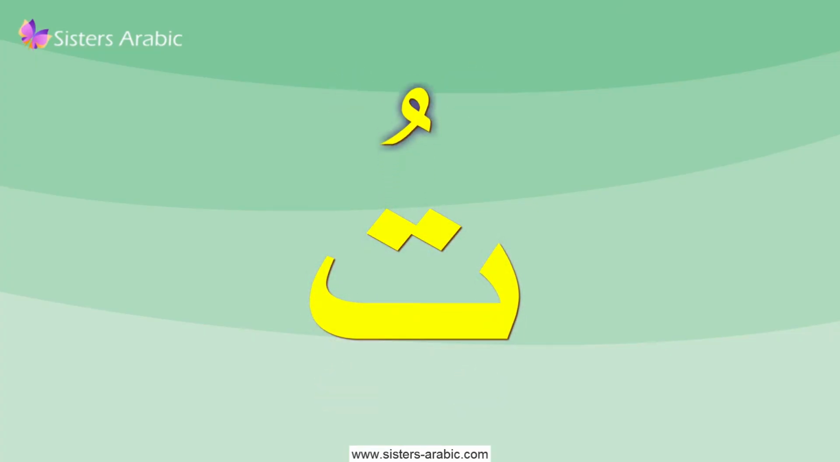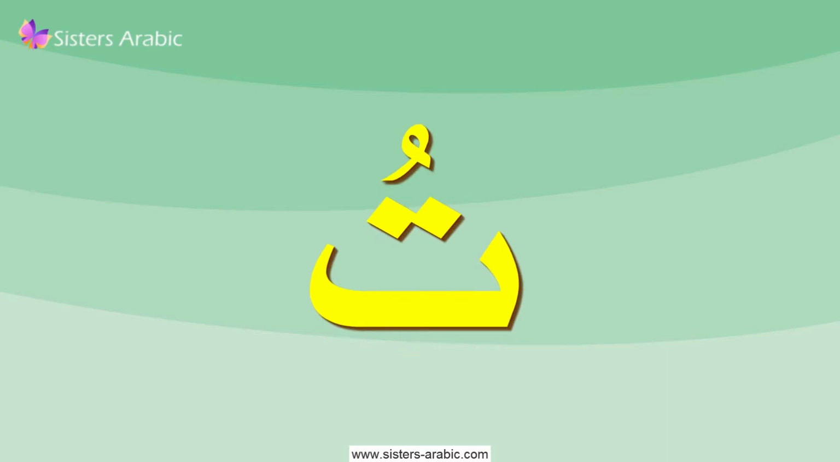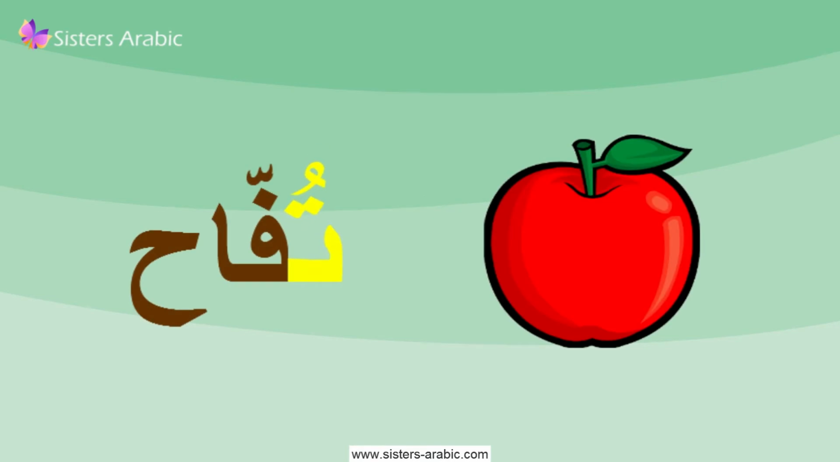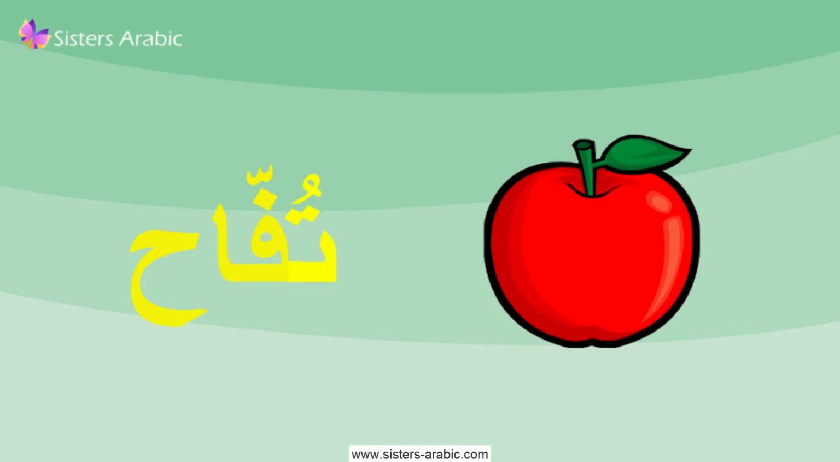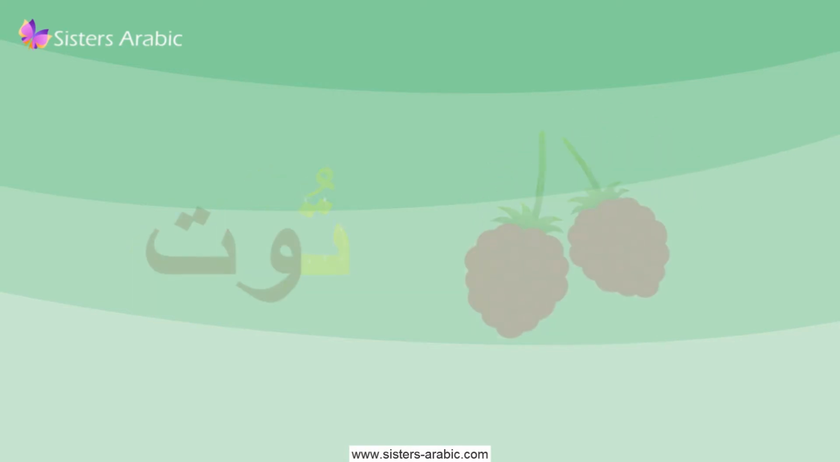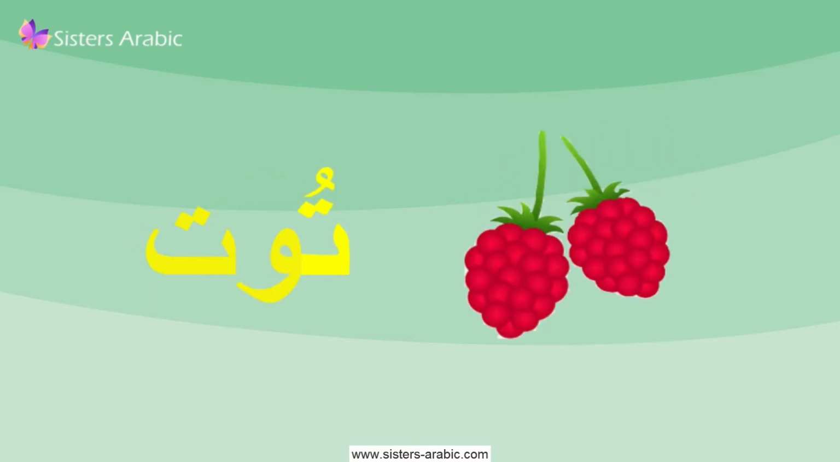تاء ضمة. تو. The damma is over the letter or above the letter. It looks like a little waw and it gave us the sound oo. تاء ضمة تو. تفاح. توت.